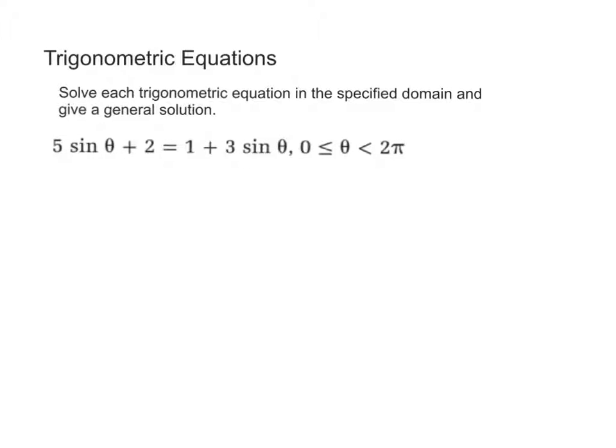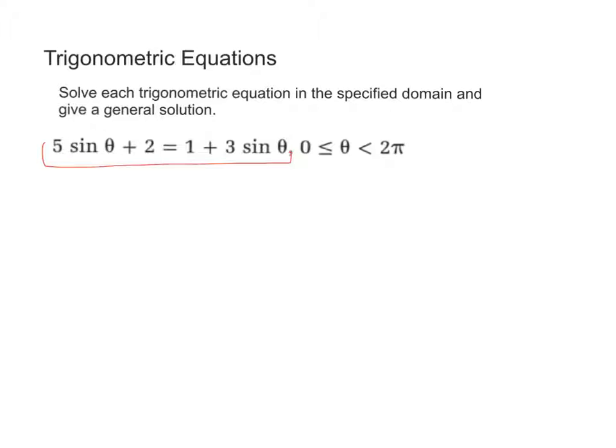Solving trigonometric equations. That's what we need to be able to do. It says solve each trigonometric equation in the specified domain and give a general solution. So we're going to solve it between 0 and 2 pi, and then we're going to do that general solution as well. When we go to solve this equation, we're only looking at this part of it. That other part is just the restriction on the domain. So this is what we need to solve.